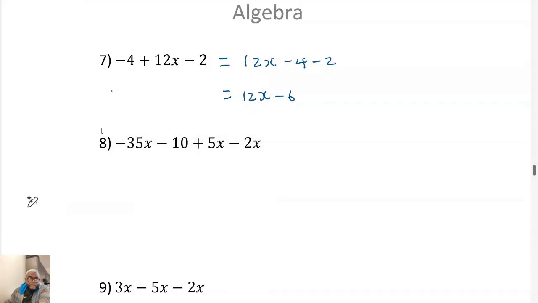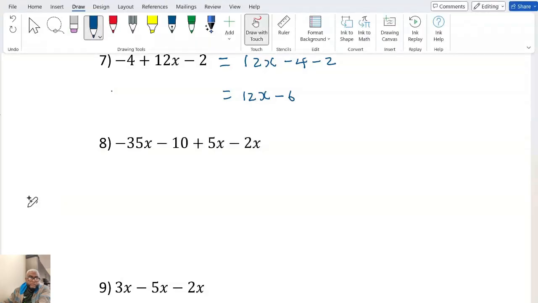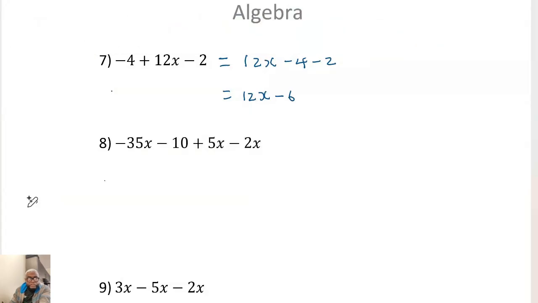What's going on here, right? Oh, right. There you go. So, what are the like terms here? Negative 35x, 5x and negative 2x, and then the negative 10 by itself. So negative 35 plus 5 will give me what? Negative 30. Right.